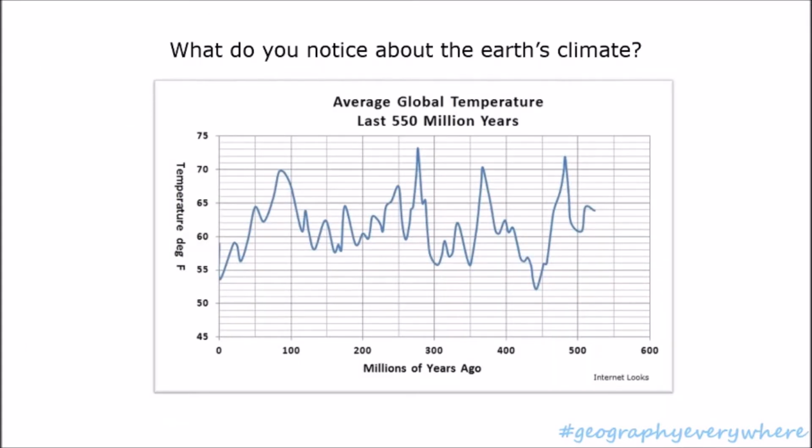Let's look at a graph of temperatures around the Earth for the last 550 million years. What do you notice about the Earth's temperatures? Sometimes they increase, sometimes they decrease just a bit and then decrease a bit more, sometimes they increase quite a lot and then go back down. Earth's temperatures have been rising and falling over the years.